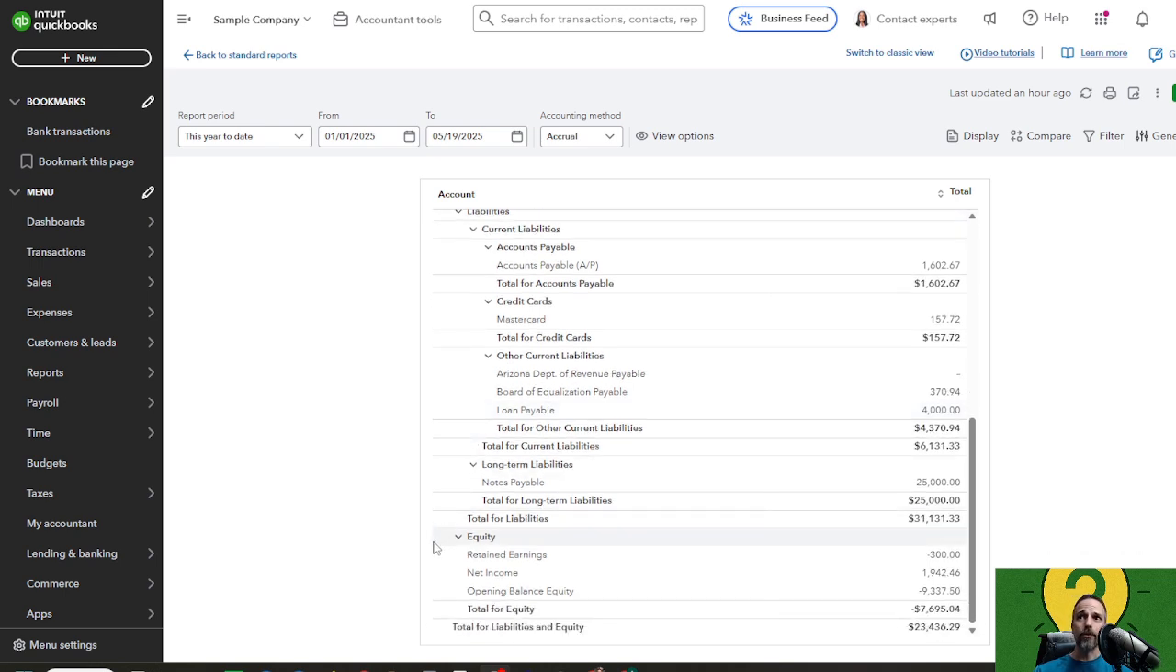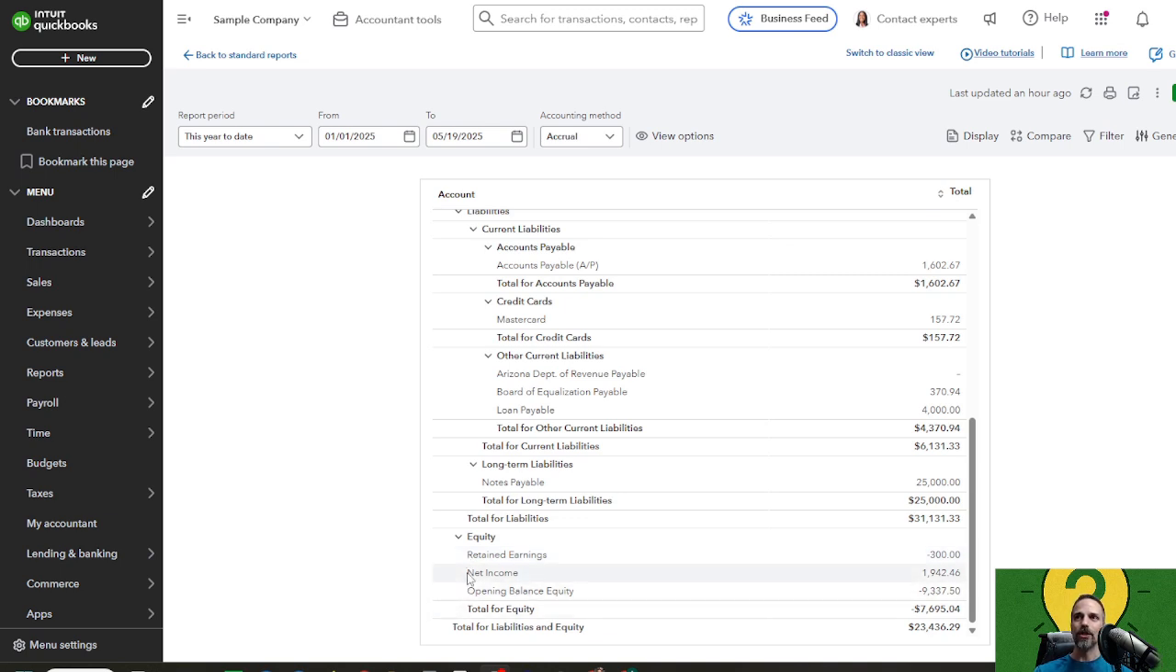And then you have your equity side, which is basically the difference between your assets and your liabilities. In the equity section, you're going to have things like your net income and your retained earnings. There's this thing called opening balance equity. As an accountant, I don't like that. I don't want to see anything in opening balance equity. I'd rather see that in, say, the retained earnings section.